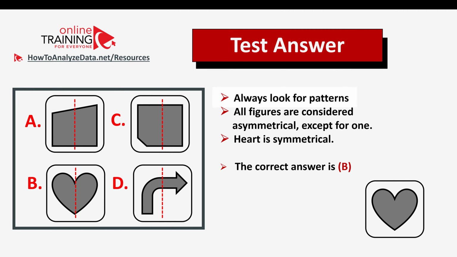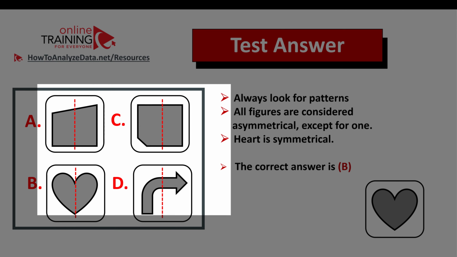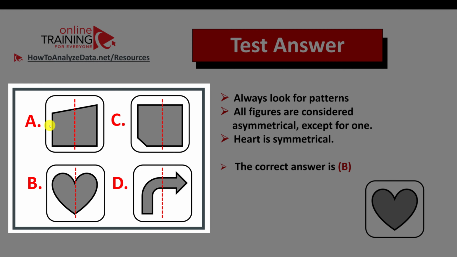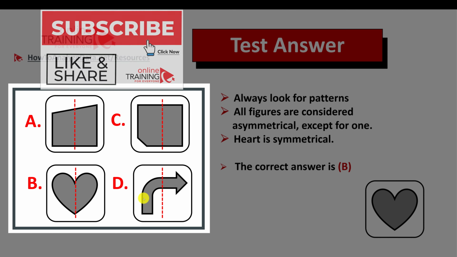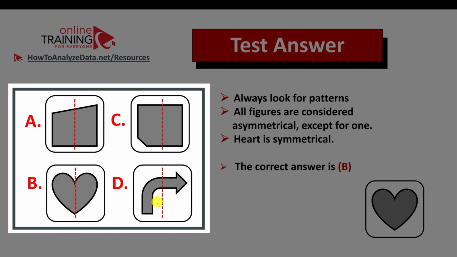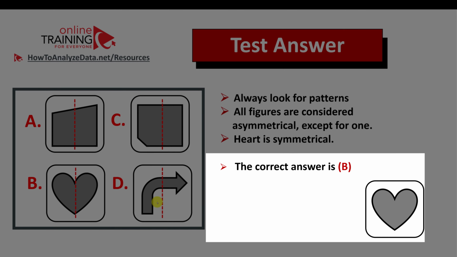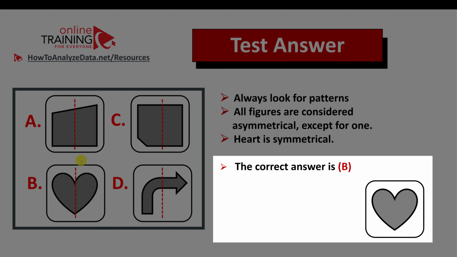Simple advice to you, always look for patterns. All figures here are considered asymmetrical. Look for figure A. The part on the left of the line and then the part on the right of the line are different. Same thing is true for figures C and D. So figures A, C, and D are asymmetrical. So the correct choice here is choice B, which is heart, because heart is symmetrical.